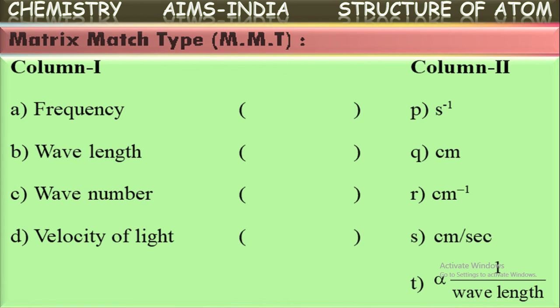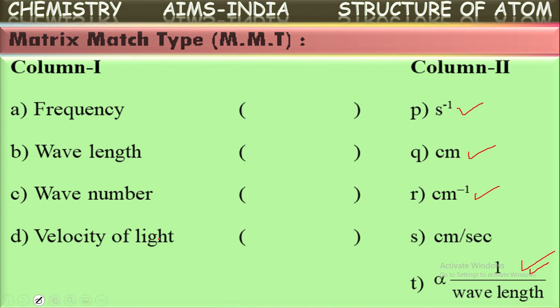See the first one, frequency. What are the units of frequency? Second inverse, Hertz, cycles per second. These all are the units of frequency. Here they have given second inverse. And at the same time, frequency is inversely proportional to wavelength also, isn't it? So these two will come as matching for the first one. What about wavelength? Wavelength is a distance, so it will be having units centimeter. Next, wave number. Wave number is the reciprocal of wavelength, so it will be having the units centimeter inverse, and it is also inversely proportional to wavelength.